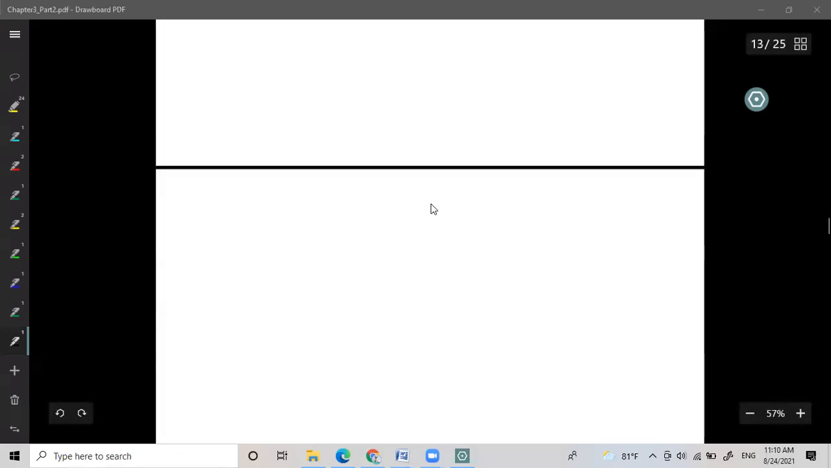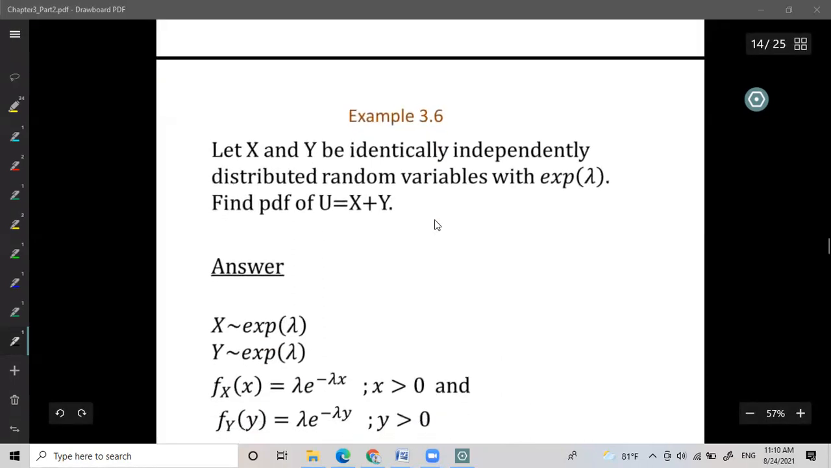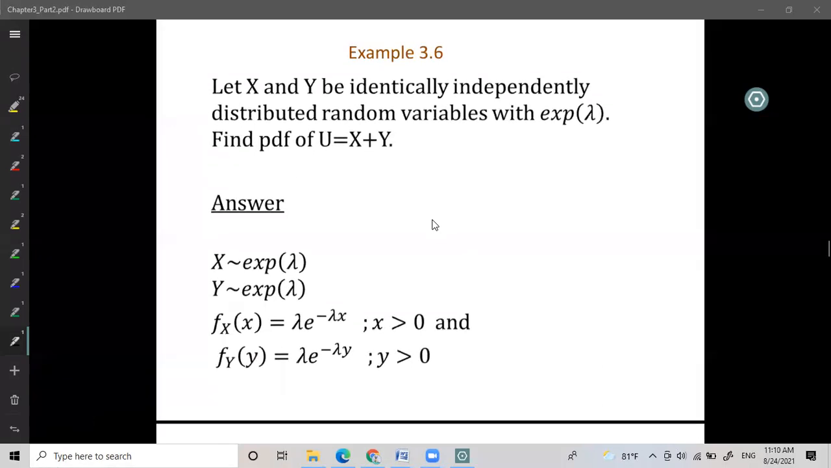Okay, shall we look at an example before we do? I don't think I'll be able to do the quotient and the product today, but let's look at an example. So we have X and Y identically independently distributed random variables with exponential lambda. Okay, so what is your distribution? X is also exponential with lambda, Y exponential with lambda, and they are IID.